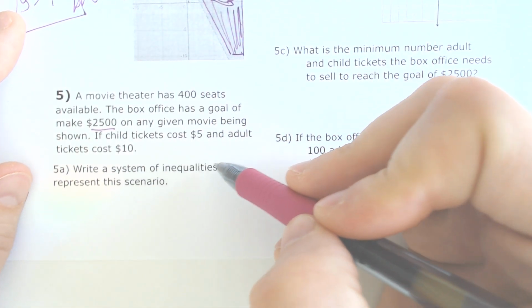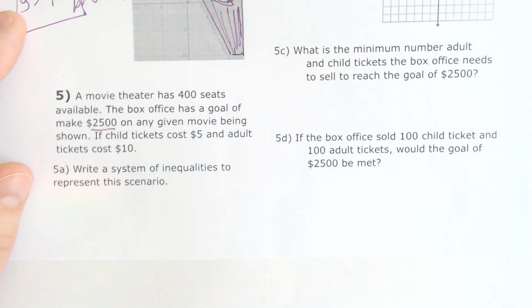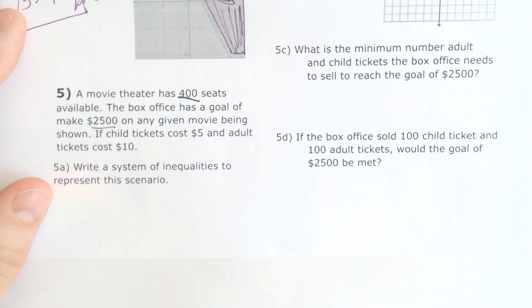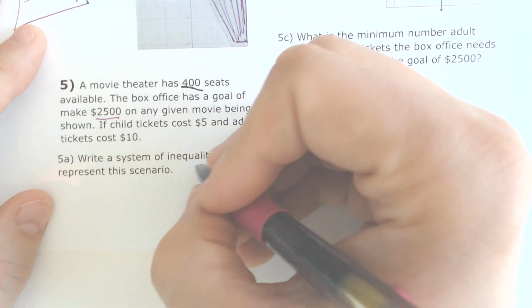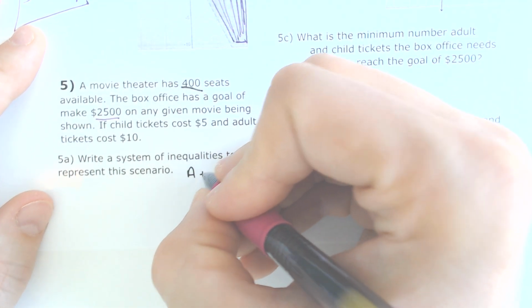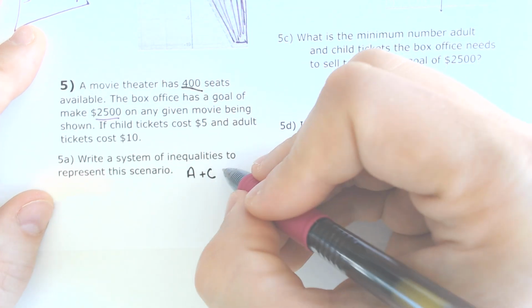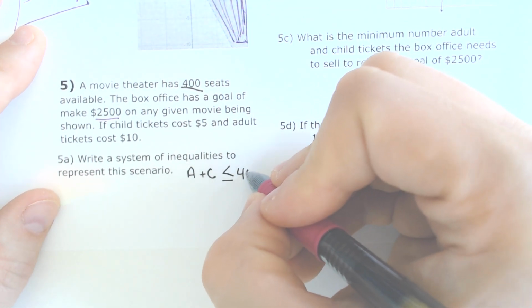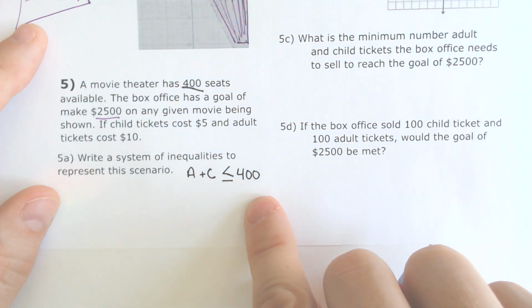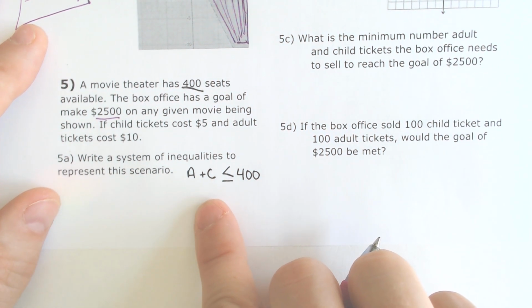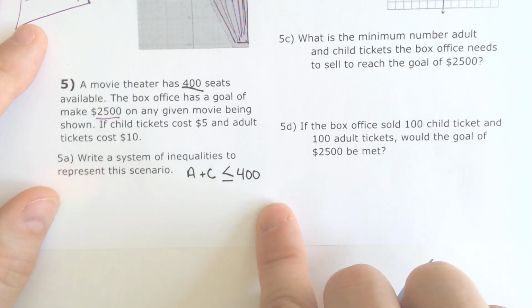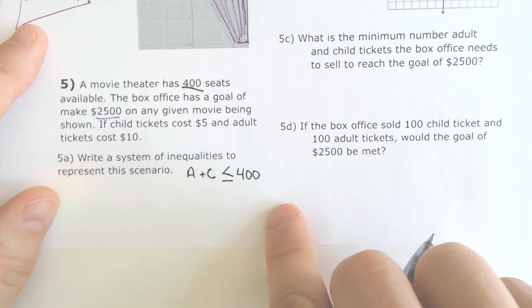Write a system of inequalities to represent the scenario. So the first thing you got to realize is that we have at most 400 seats. We can sell all 400. So if we put together the adults and the kids, they cannot be any more than 400. They can equal 400, but the adults and the kids put together has to be less than or equal to 400. It cannot be greater than the 400. All right? Well, what else do we have?